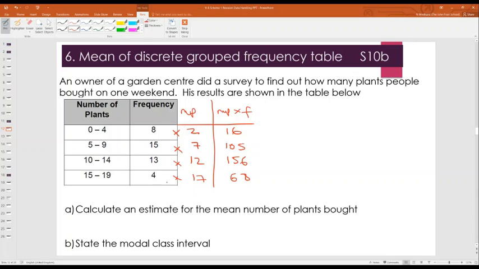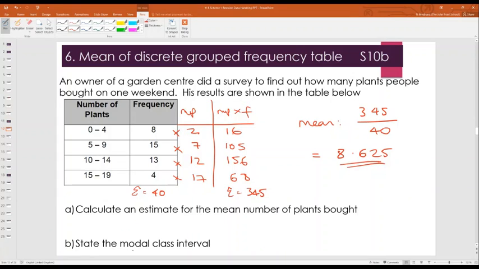Now we're still going to do the same thing as section 5. We need to find our totals and divide them. We're going to do the total frequency like we did last time, and the total of this end column here. So we add these together: 8 plus 15 plus 13 plus 4 gives us a total frequency of 40. And if we add these up in the end column as well, 16 plus 105 plus 156 plus 68 is 345. Then for our mean, we do 345 divided by 40. That answer is 8.625. So that's part A done.